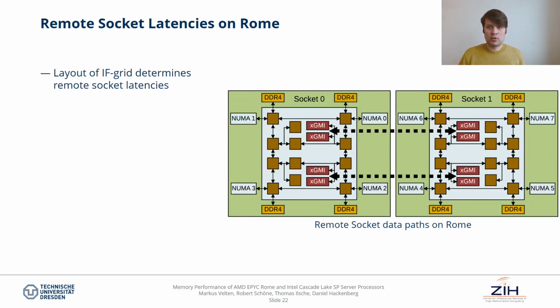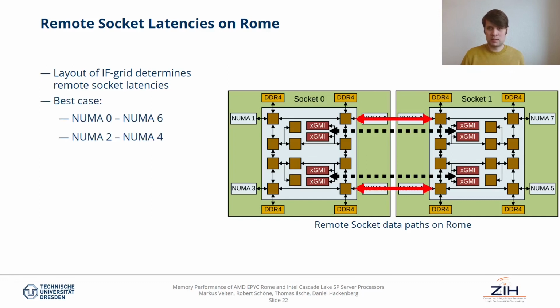Looking at remote socket latencies on AMD EPYC Rome, it shows us more of the properties of the I/O die. So in that picture, we've simplified that image a bit, showing only the XGMI or socket-to-socket global memory interconnect interfaces, which manage the socket-to-socket interconnects. And the arrows we've indicated here show the potential data transfer paths according to our measurements. And simply by looking at that, we can already make a couple of assumptions.